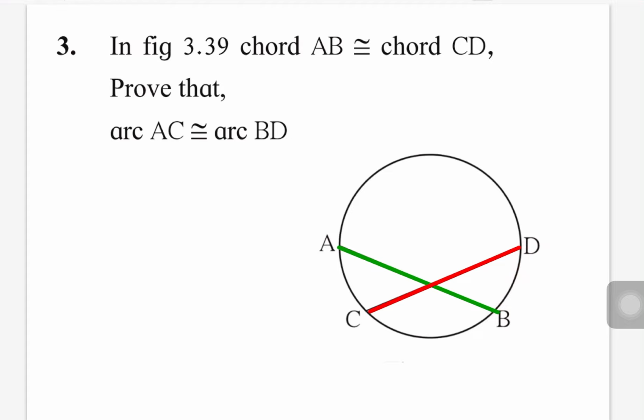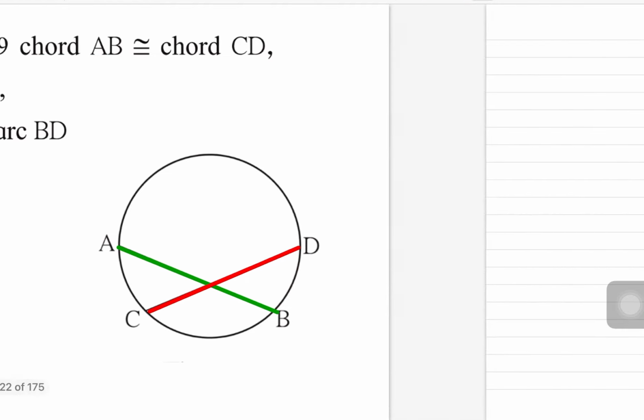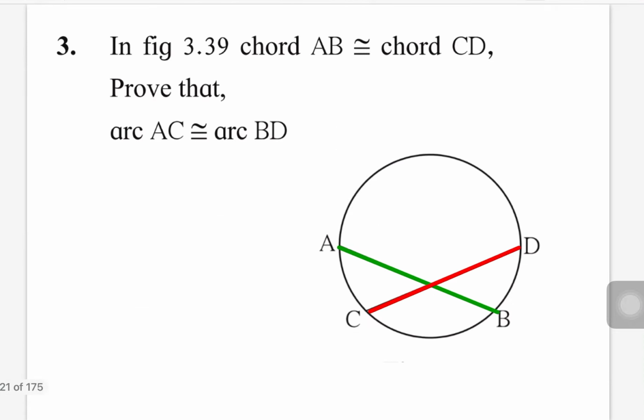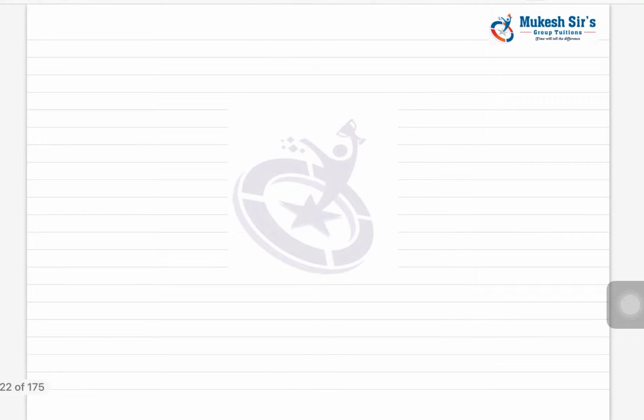तो ये दो arcs congruent चाहिए. Now पहले let's write chord AB is congruent to chord CD. So here you can say this is the given part. And this is to prove arc AC is congruent to arc BD. So let's start the proof here.